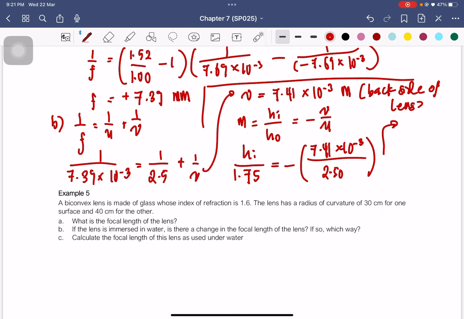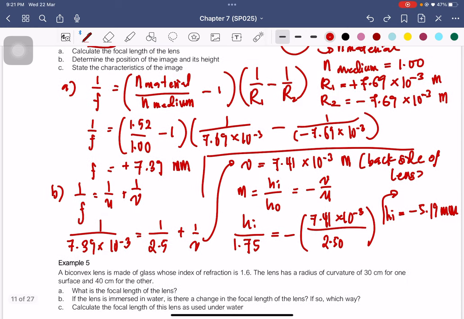Let me just check if it's going to be 7.41 negative 3 divided by 2.5 times 1.75, so it's going to be negative 5.19 millimeter. Okay, so you can either write it as is, just keep it this way.